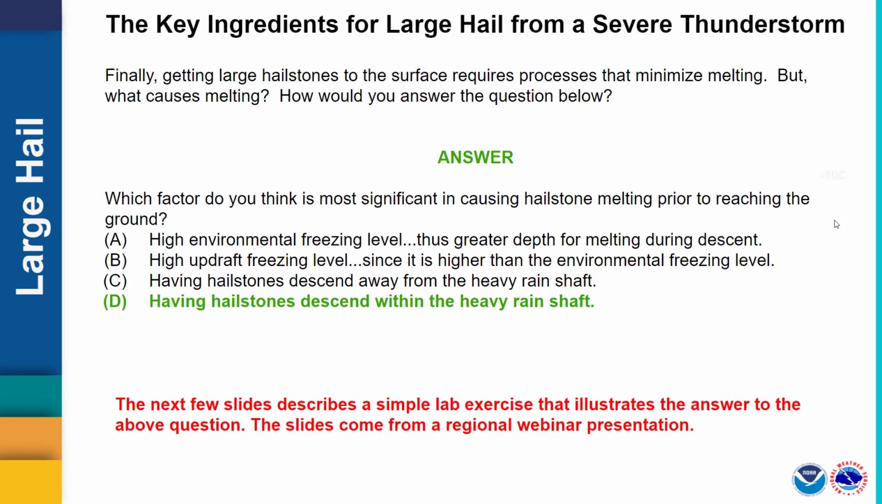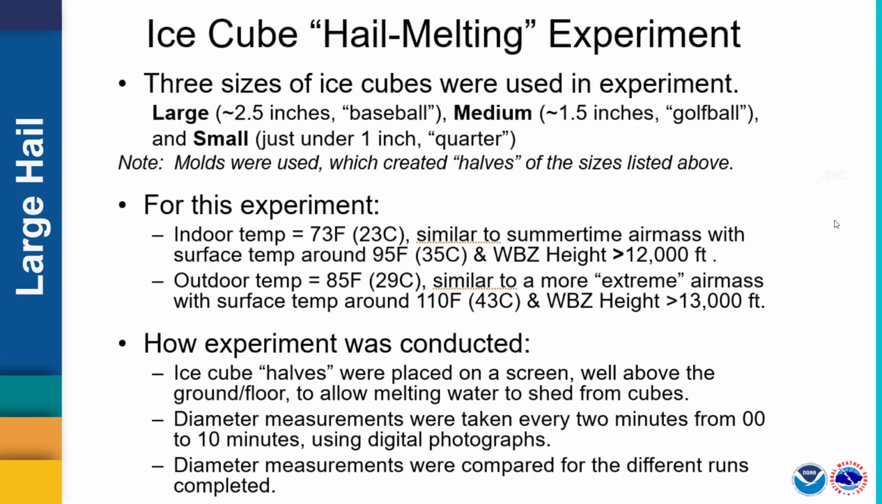More significant, however, is whether hail falls within or outside of the heavy rain. A simple lab exercise can be performed to illustrate why that is correct. Back around the year 2000 in Wichita, Kansas, I completed a simple lab exercise along with a lead forecaster focused on the melting of ice cubes.